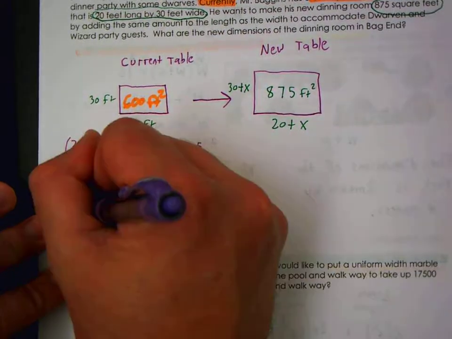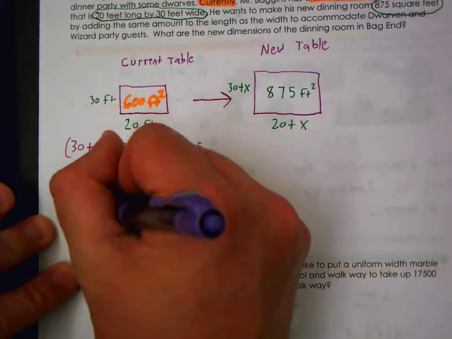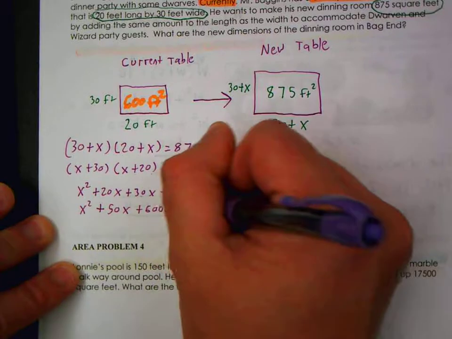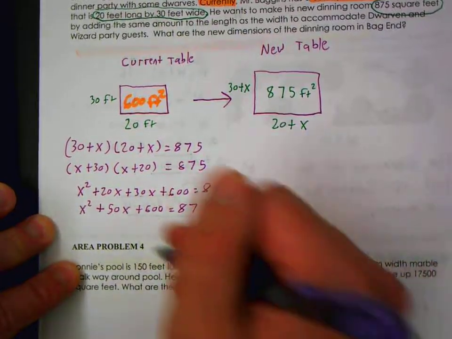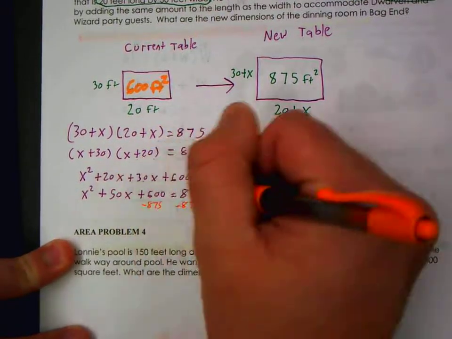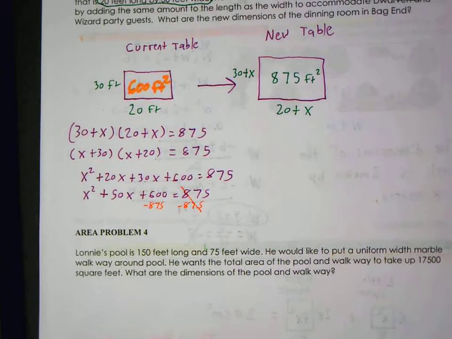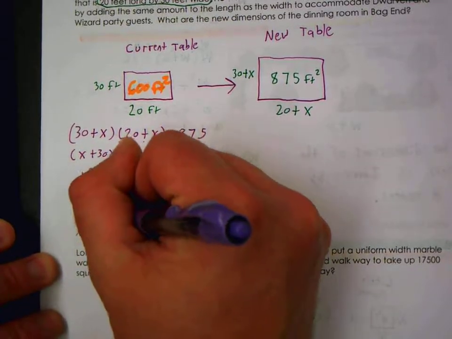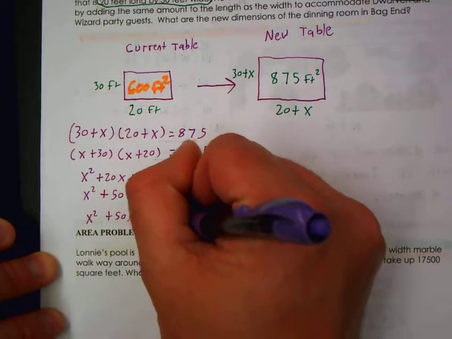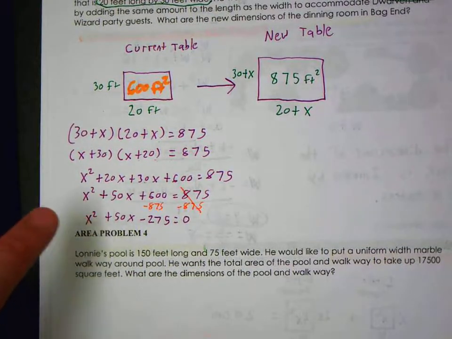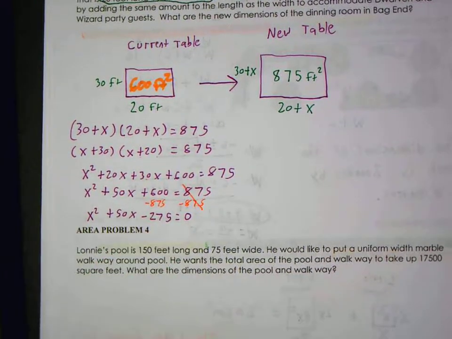Combine like terms. 20 plus 30 is 50. Minus 875 from both sides. And 600 minus 875 is negative 275. And then from here is review. We're going to use the quadratic formula. A is 1, B is 50, C is negative 275. It's going to spit out two answers.